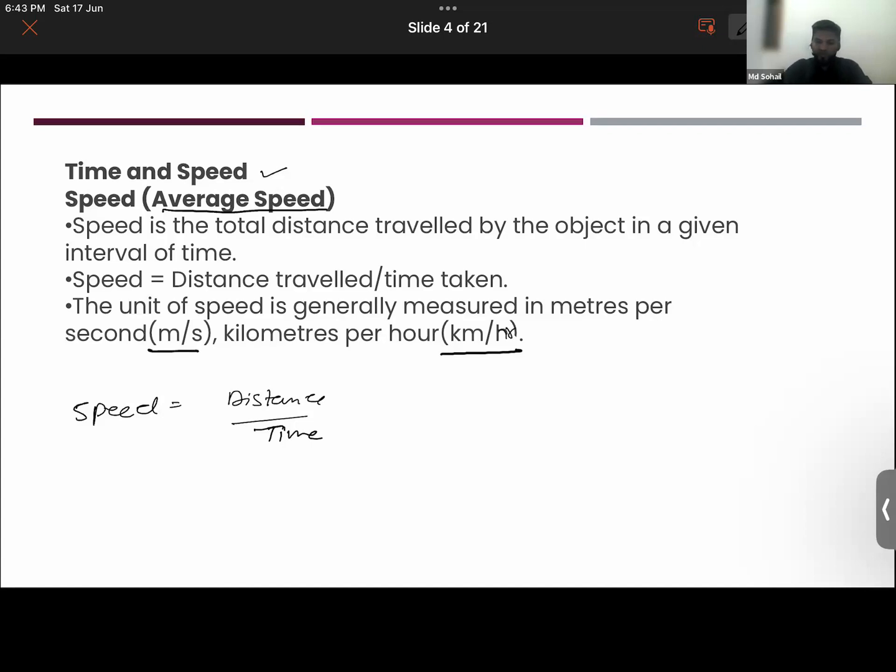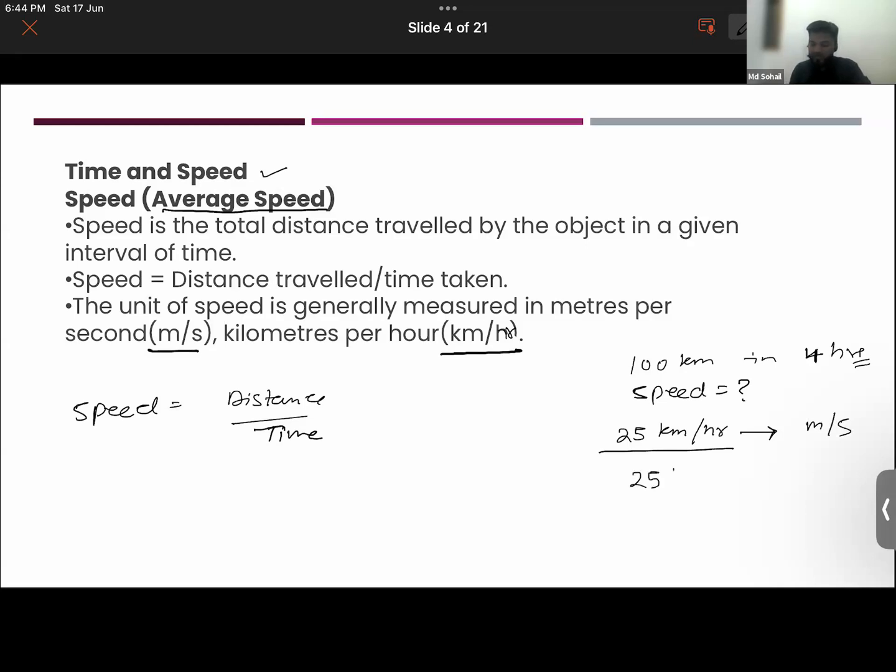So the speed of an object is simply the distance traveled by the object in a given unit time. Let's say a car travels 100 kilometer in 4 hours. What is the speed of the car? 25 kilometer per hour. Very good. 25 kilometer per hour. Now, if someone asks you to convert this unit into meter per second, how do we do that?